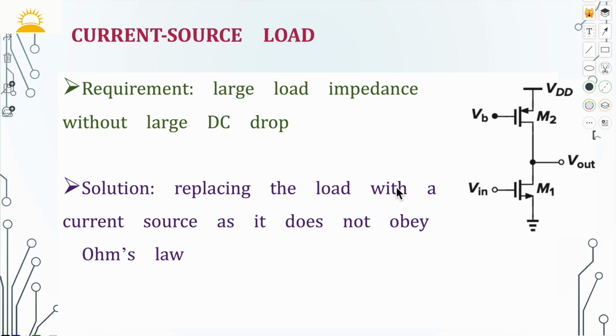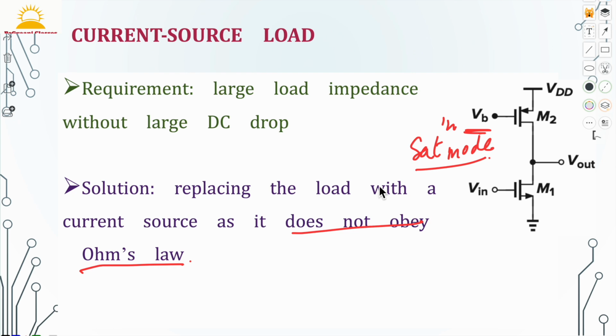So we can solve this problem by replacing the diode connected load with a device that doesn't obey Ohm's law. And a current source is the most feasible device for it. The only condition is to bias this current source MOS transistor in saturation mode, because in saturation mode it behaves as an ideal current source.